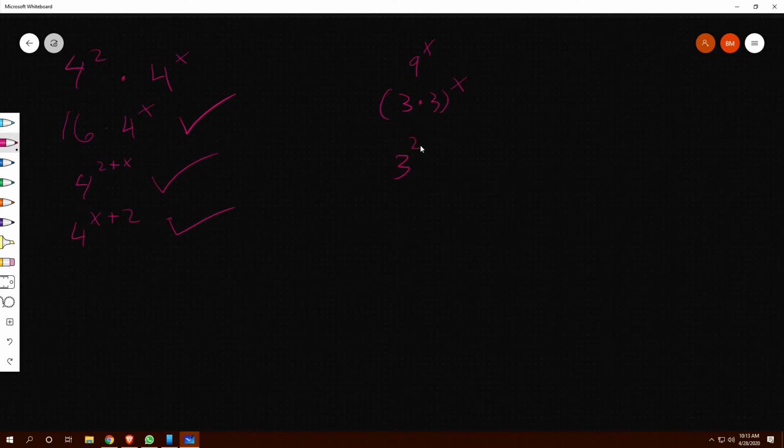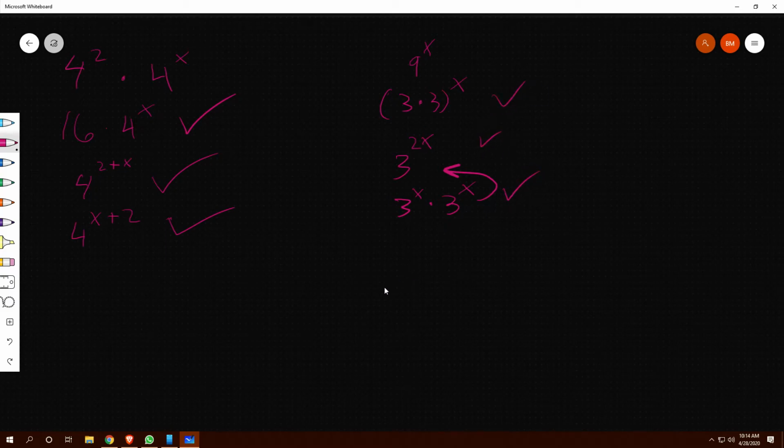3 to the 2x. Well, again, 3 squared is 9, and then the x stays up there, so that's fine. That's equivalent. Then we have 3 to the x times 3 to the x. Well, this ends up being that, because you're multiplying the same base, so you add the exponents. x plus x is 2x, which all refers back to 9 to the x. And these are all 3 answers for this problem.